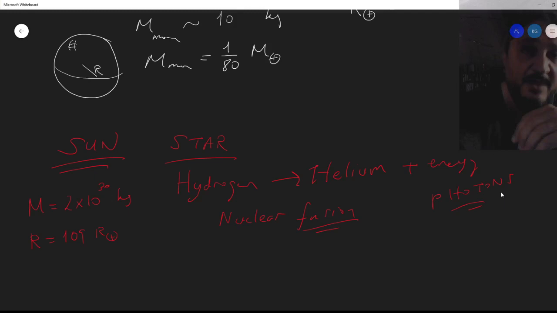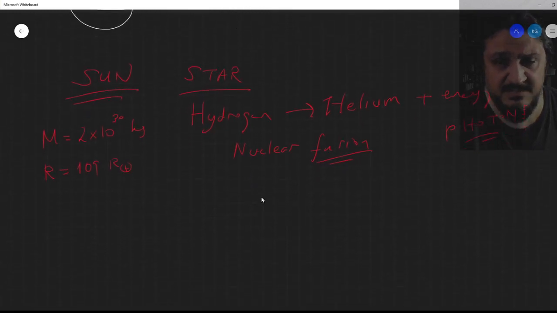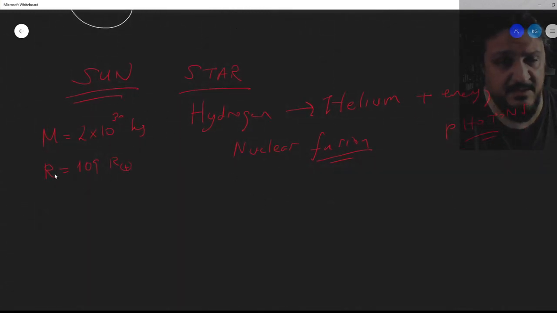It's going to go all the way up to iron and all that. But that's going to take a long time. I mean, the sun is less than 5 billion years old. For another 5 or 6 billion years, the sun will continue to use hydrogen. So, that's what the sun is made of, and that's how big the sun is.